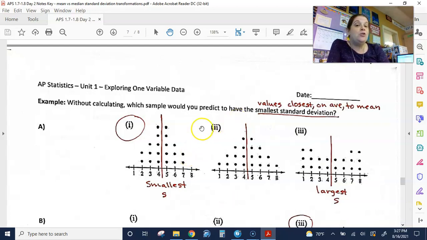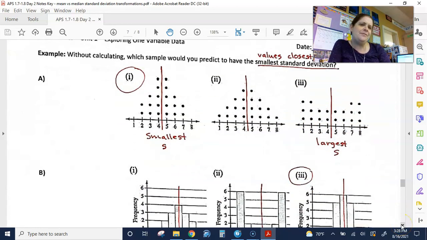So without calculating, which sample would you predict to have the smallest standard deviation? Remember, standard deviation is on average the distance from the mean. So small standard deviation means small distance from the mean. I would look about where I think the mean is, and it looks to me like number 1 here has more values close to the center and fewer values to the side on average than these other ones do. So I would expect 1 to have the smallest standard deviation. Now 3 over here I think has the largest standard deviation because on average it has more values far away from the center. And then 2 is kind of in the middle.